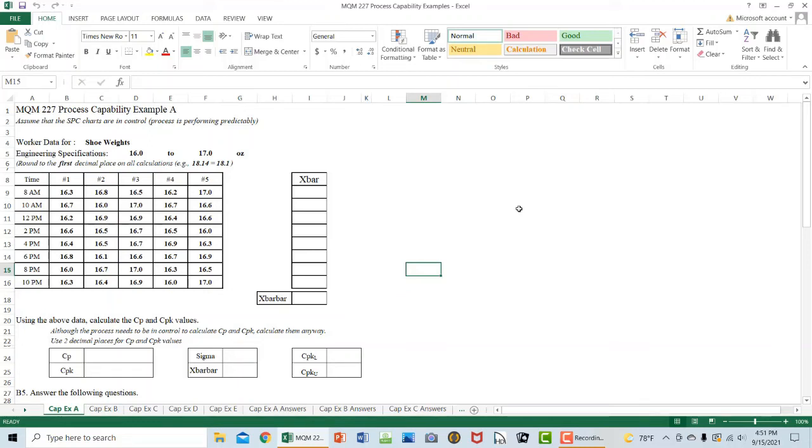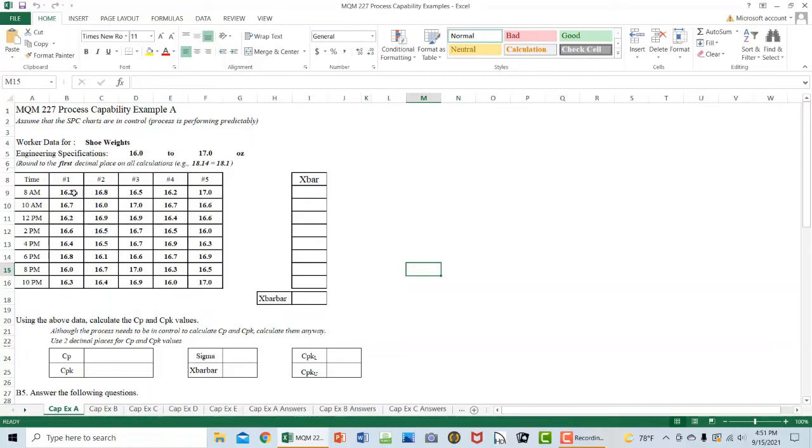This is Process Capability Example A. If you would like to see a file of this information, that is contained as an attachment in ReggieNet under the announcements section. Alright, here's the data.